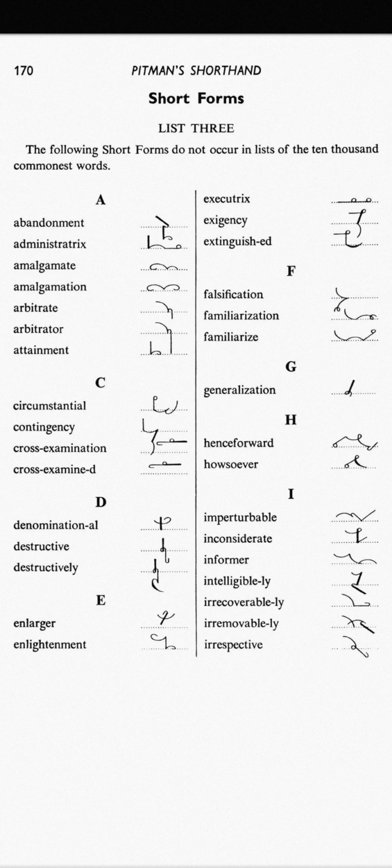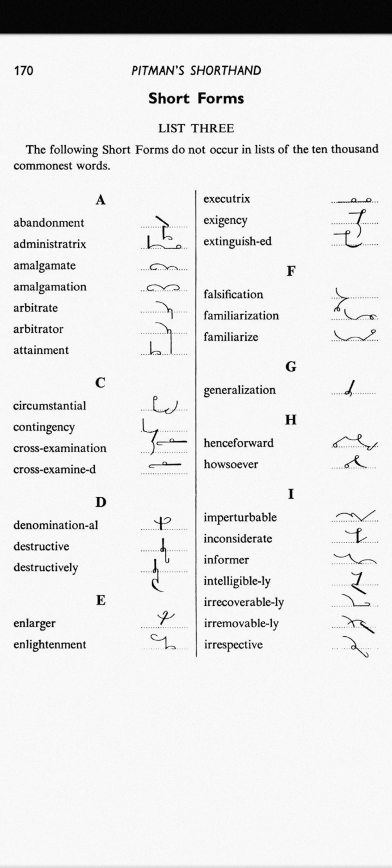Destructively, D on the line, S circle, TR through the line with V with L hook is used here. Enlarger, N stroke above the line, J with R hook intersect here above the line. Enlightenment, N stroke with L hook above the line, T on the line, M halved here with N hook on the line. Executrix, K stroke with S circle with another K stroke with another S circle on the line.